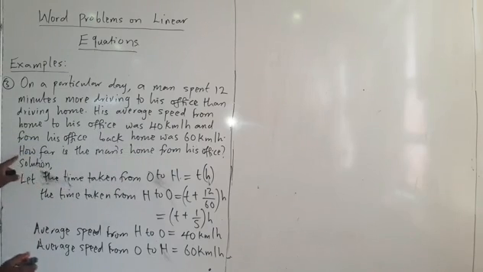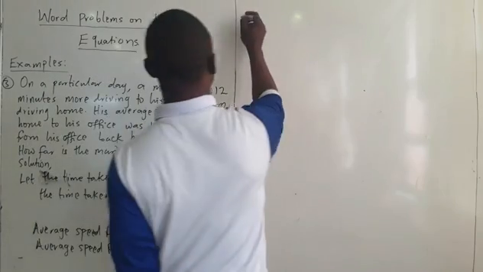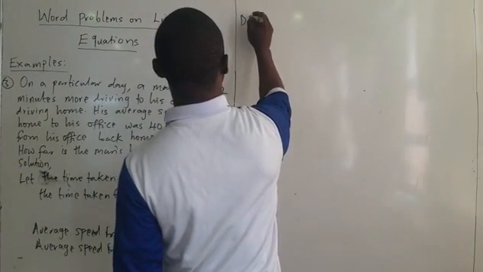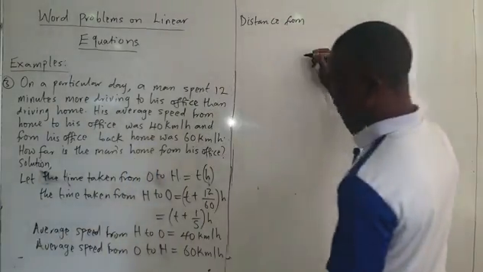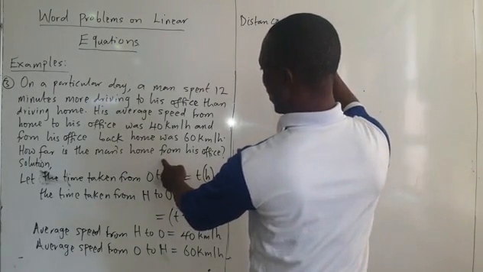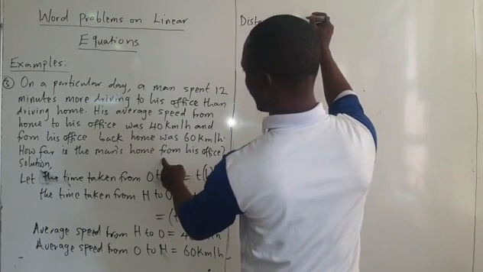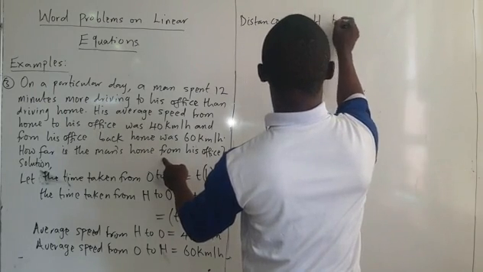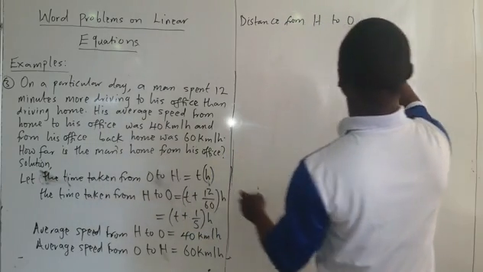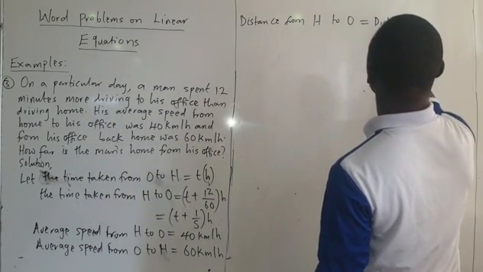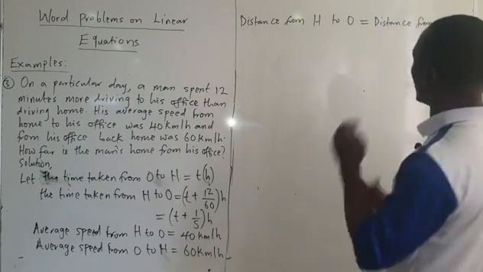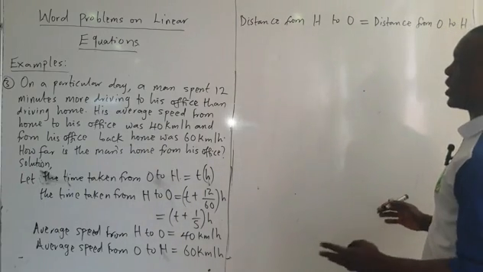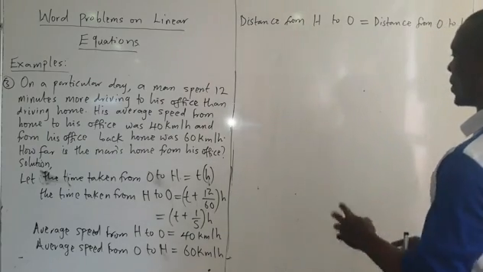the question says, how far is the man's home from his office? That is the distance. You can now say distance from home to office is the same thing as distance from office to home. So the next thing to do is to relate the distance, the average speed, and the time taken.